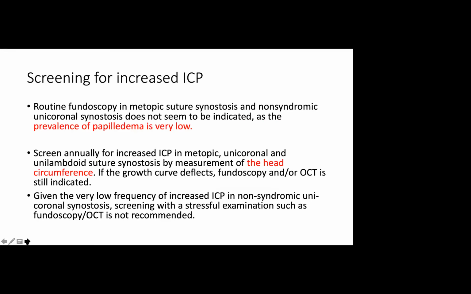So screening for the increased intracranial pressure for the unicoronal craniosynostosis is the measurement of the head circumference. If the growth curve deflected, fundoscopy and or OCT is still indicated.